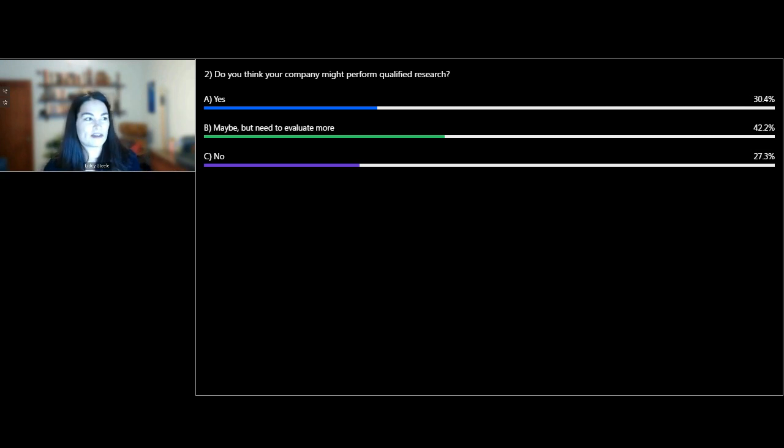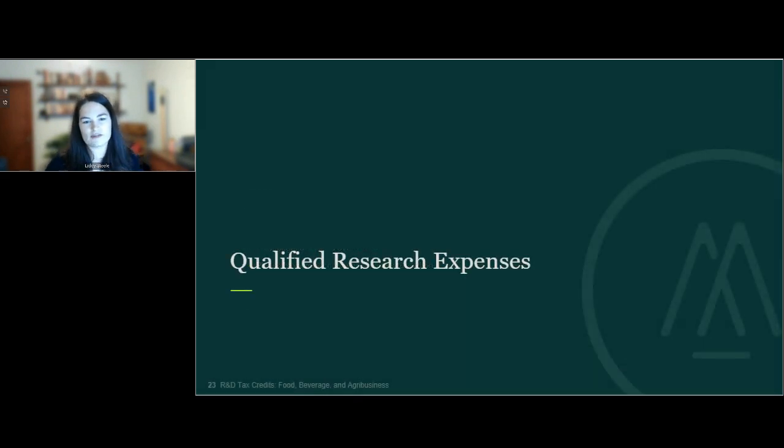I like to say that just about any company is probably doing qualified research. The question is really to what extent and how much you're spending on it, and therefore is it worthwhile to pursue and complete an R&D credit analysis to claim that benefit. So with that, I'll kick it back to Josh for qualified research expenses.